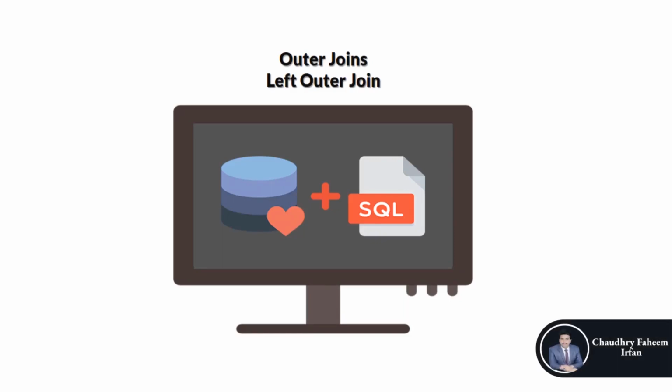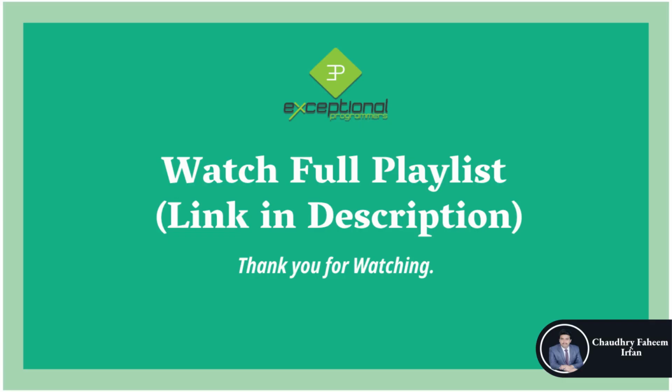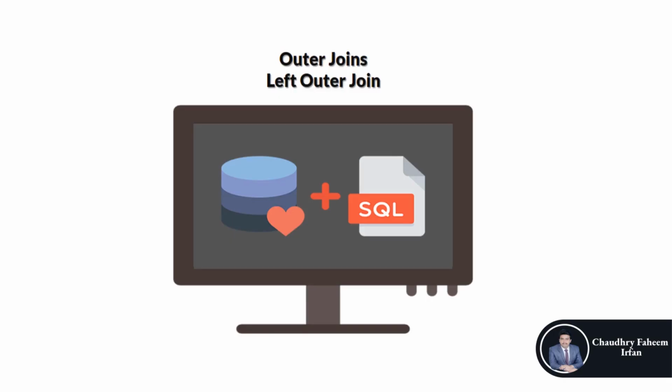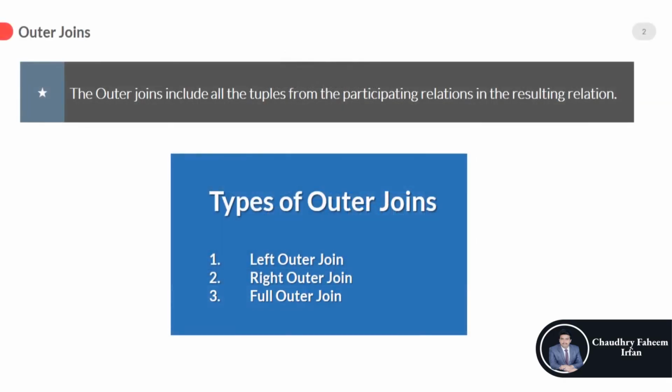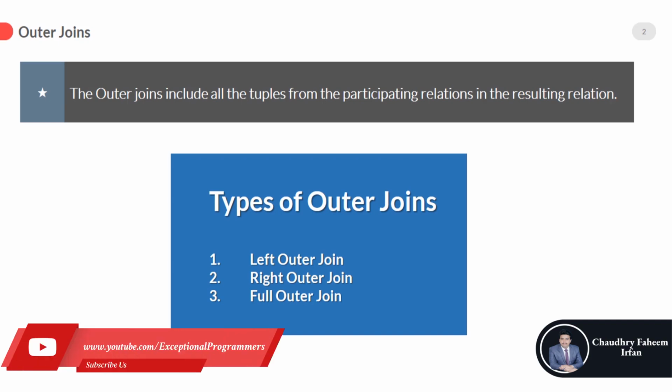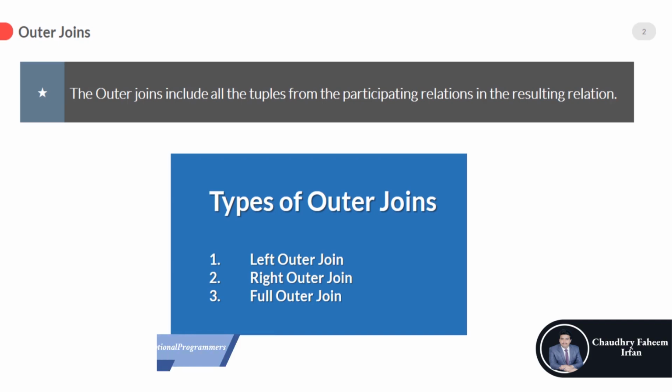Welcome to this lecture. In this lecture, we are going to learn about outer joins and its type, left outer join. What is outer join? What is the definition of outer join? The outer joins include all the tuples from the participating relations in the resulting relation.